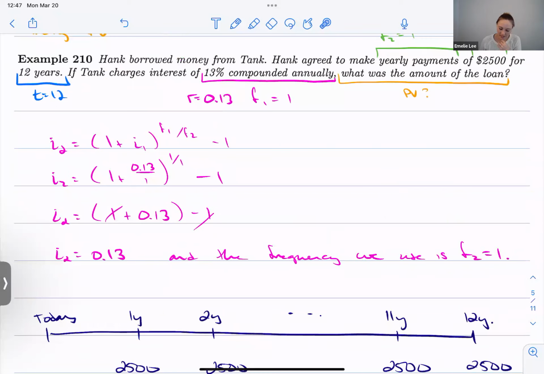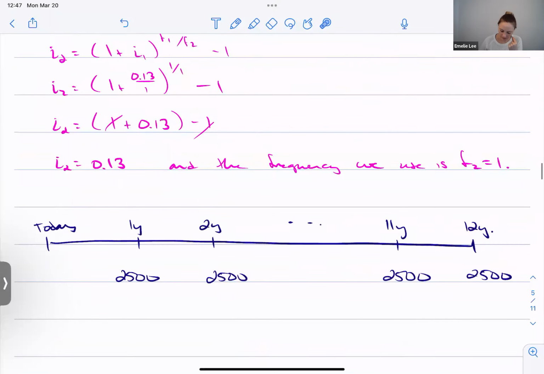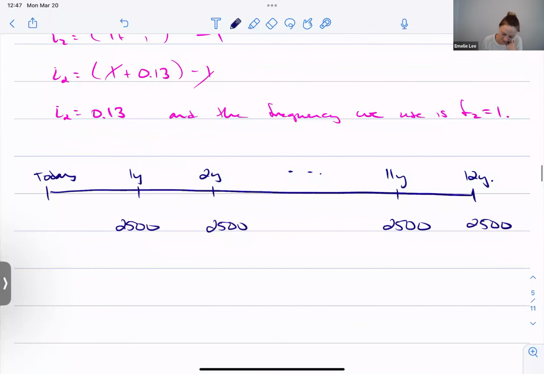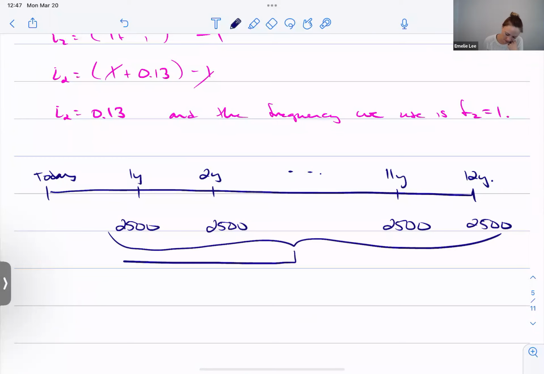We want to find the present value, because we want to find the loan amount. So these payments are all being drawn back to some present value. Now remember, N is equal to the time times F2, which is 12 times 1, which is 12.